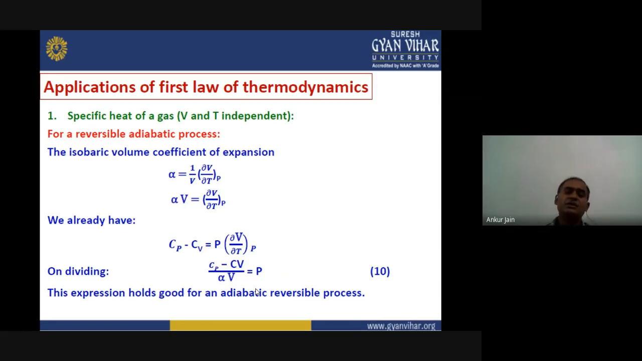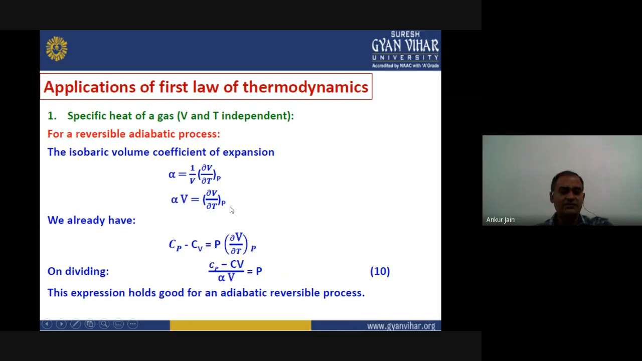Now we will consider another condition. Let us assume that this is an isobaric process. For the isobaric process, the volume coefficient of expansion is given by alpha. We have not derived that yet, but from the definition of the isobaric process, the volume coefficient can be written as alpha equals 1 upon V into del V upon del T at constant pressure. If we take this V on the other side, it becomes alpha V equals del V upon del T at constant pressure.